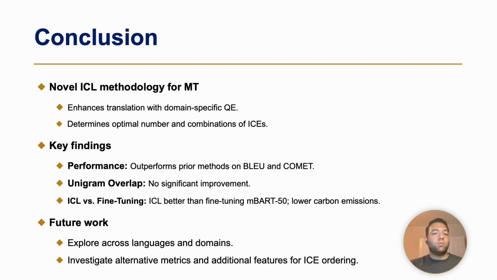Ordering in-context examples by unigram overlap didn't make much difference. Compared to fine-tuning MBART 50, our approach gives better translation and lower carbon emissions. For future work, we would like to test our method with different languages and domains, try out other metrics, and look into additional features like bigram, type token ratio, and length for selecting in-context examples. We also plan to work on reducing the computational load to make it even more efficient.